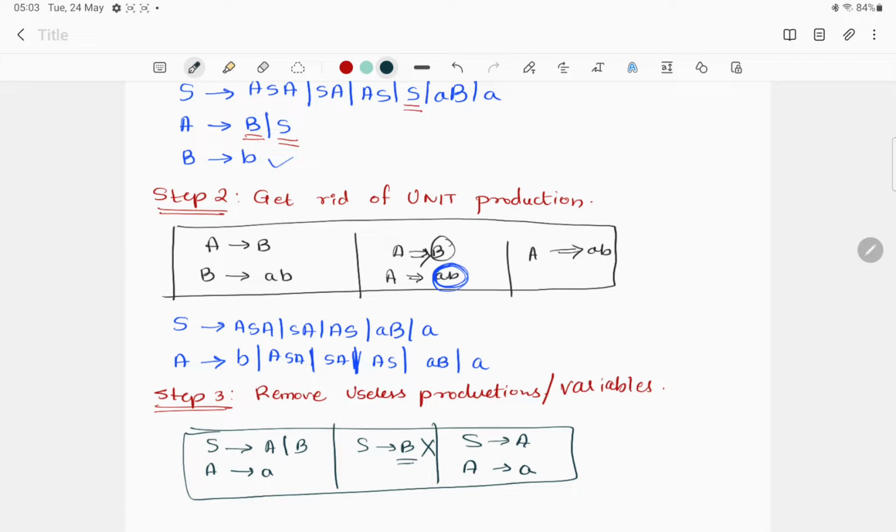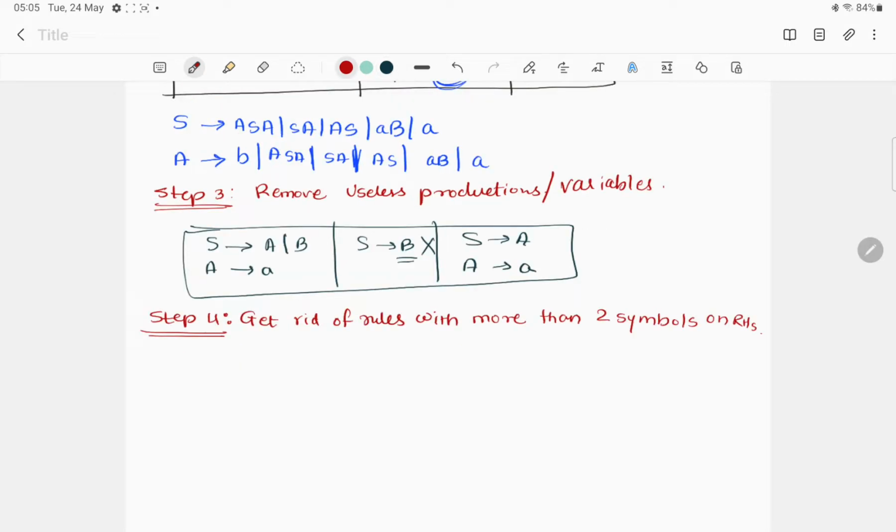So this is how we do the useless production or useless variables removal. But in the given grammar there is no such useless production. We can see S is going to capital A or S, and both capital A and S have some rules, and there are no rules which are going to itself, like we had S giving S. So now we are done with it. So let's go to the next step, that is step 4.